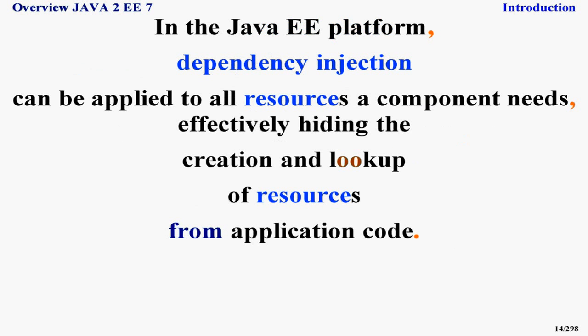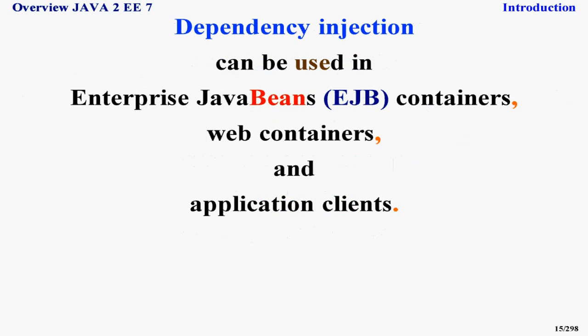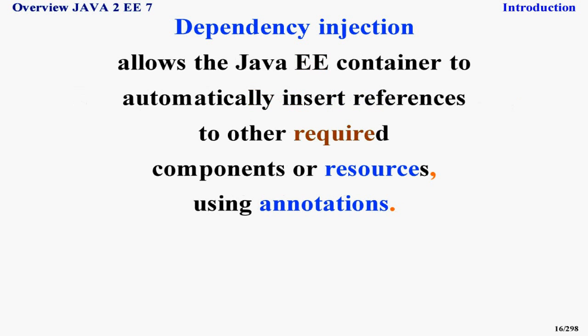In the Java EE platform, dependency injection can be applied to all resources a component needs, effectively hiding the creation and lookup of resources from application code. Dependency injection can be used in Enterprise JavaBeans (EJB) containers, web containers, and application clients. Dependency injection allows the Java EE container to automatically insert references to other required components or resources, using annotations.